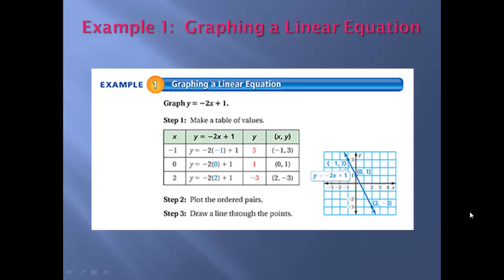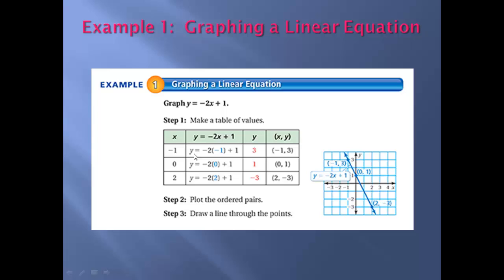Now we're going to look at how to graph a linear equation. We're going to graph y equals negative 2x plus 1. Our first step is to make a table of values. So on our table, we're going to have the values negative 1, 0, and 2 for x. So we're going to plug these values in to find y. So let's first start with negative 1.